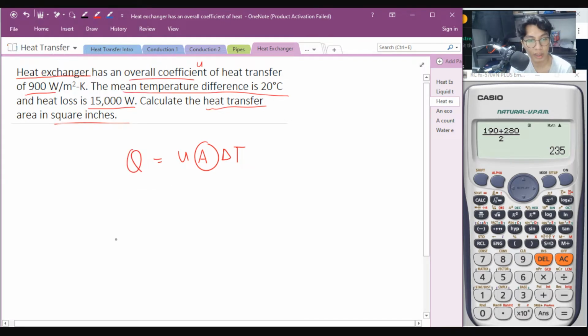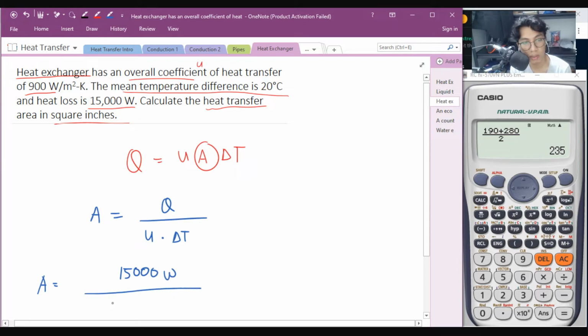So, balik tayo, reform na natin. Area is equal to Q divided by U delta T. Meron na tayong Q. Okay? Area is square inches, ha? That is 15,000 watts divided by U.